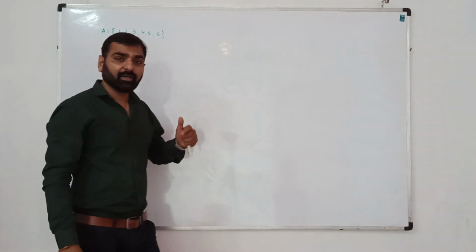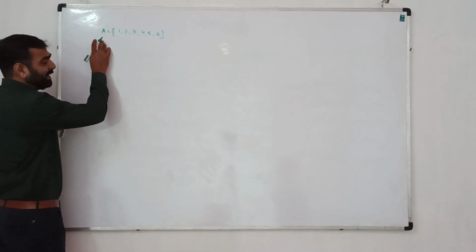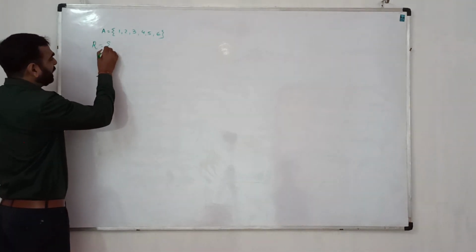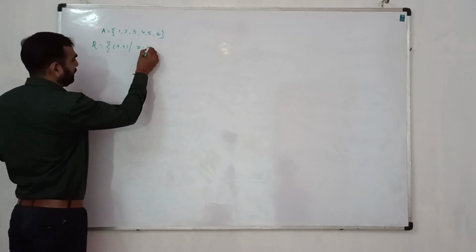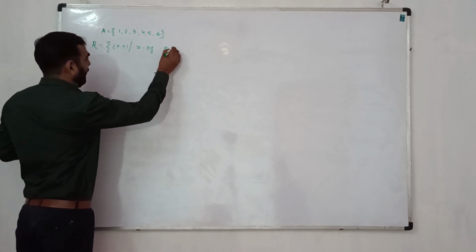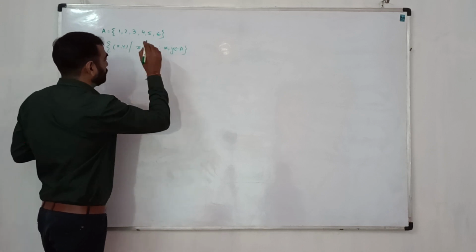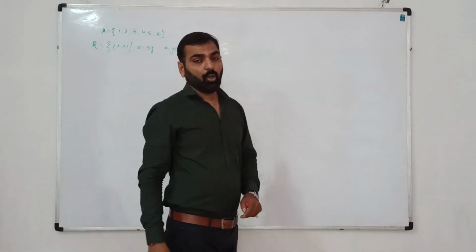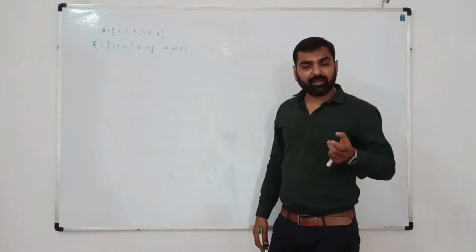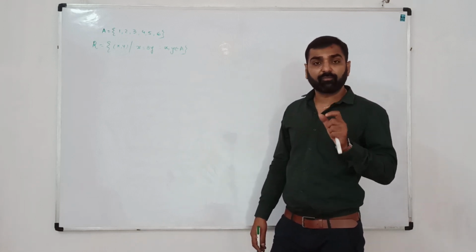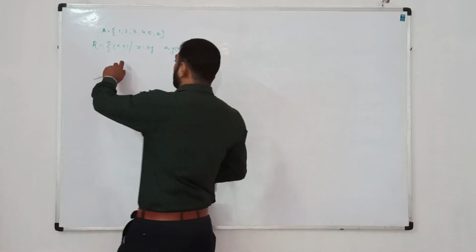Okay, and there is a relation defined on this set A, say R. R is equal to {(x, y) such that x is equal to 3y}, where x and y both belong to capital A. What is x? x is equal to 3y. x and y both are compulsorily taken from the set A. Okay, so let me start.